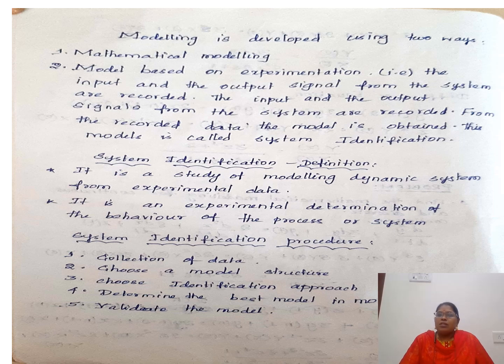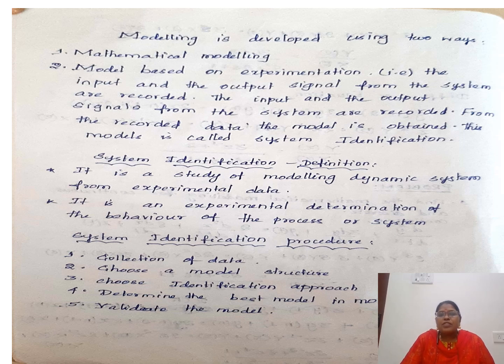So any model can be developed using two ways. One is the mathematical modeling, that is what you have seen before. Another one is the model based on experimentation, which is nothing but system identification. So you have to get the recorded input data and recorded output data. From the recorded input and output data, we can obtain the system identification models. So that is nothing but the model based on experimentation.